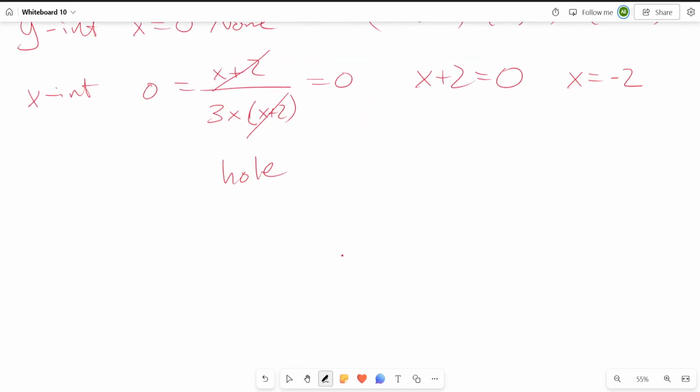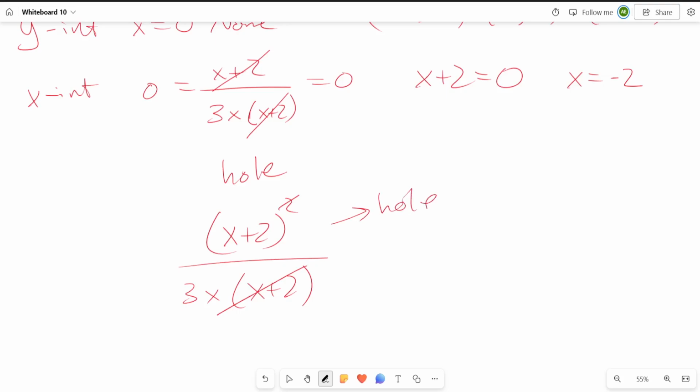So if this was x plus 2 squared over 3x times x plus 2, I will cancel one of those x plus 2's, and since the numerator has a higher power than the denominator, again this is going to be a hole. Either way, my graph is not going to be defined at x equals minus 2, because this whole thing is going to be a 0.